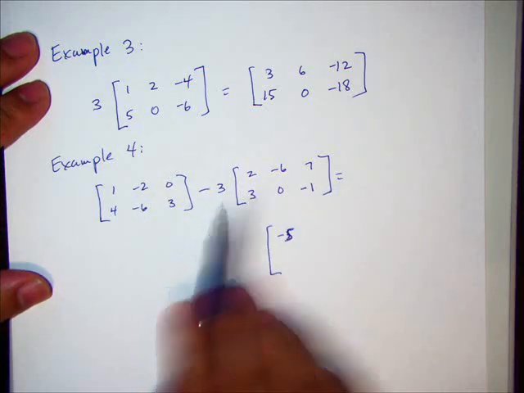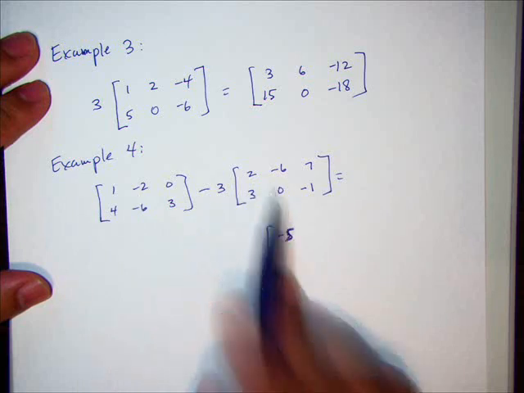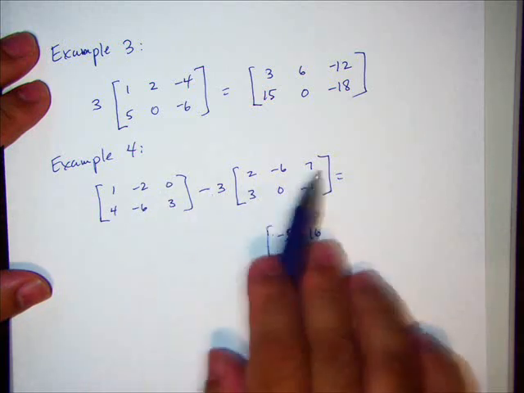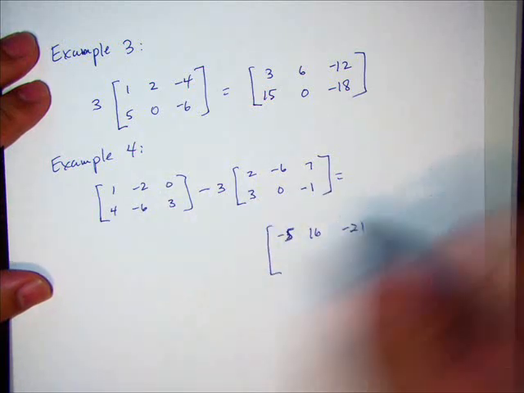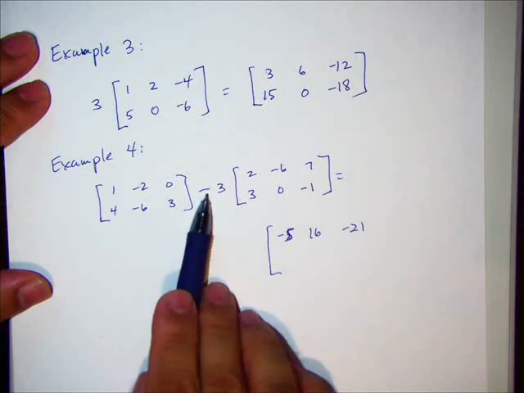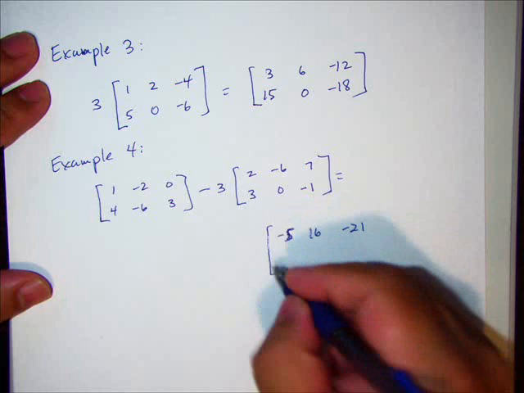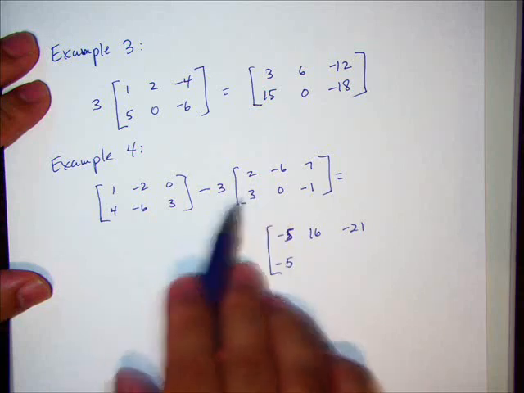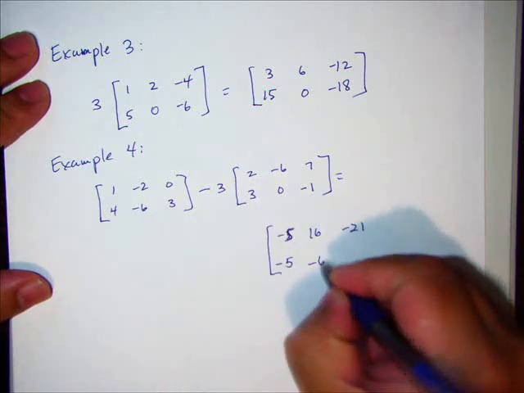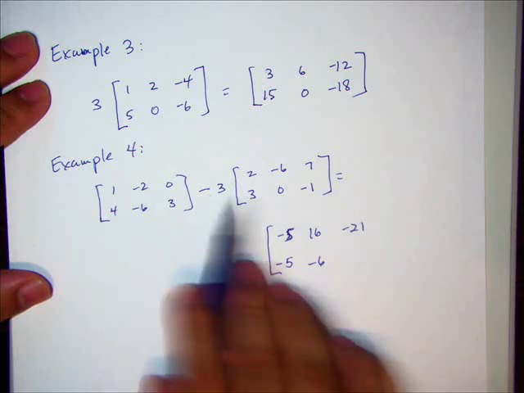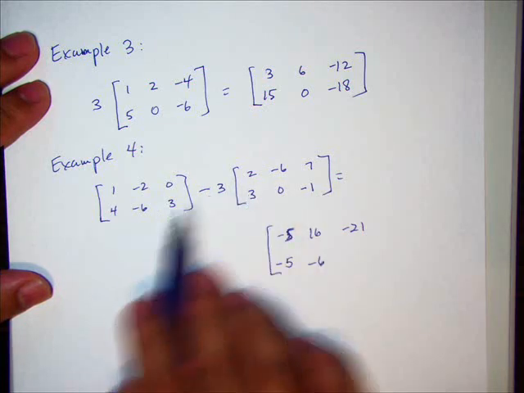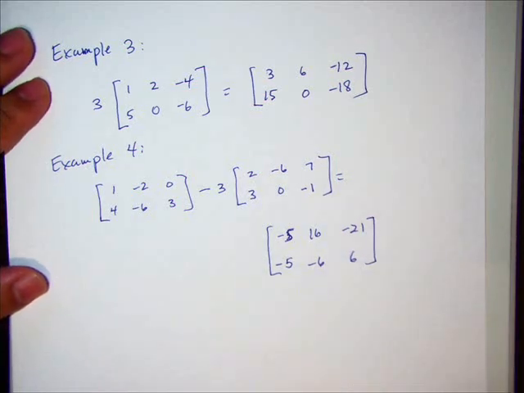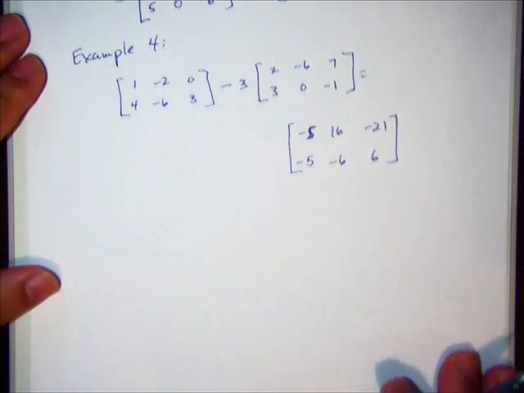Negative 2 minus 3 times negative 6. So it's negative 2 plus 18. So that's positive 16. 0. Negative 3 times 7 is negative 21. Down here, 4 minus 3 times 3, so it's 4 minus 9, which is negative 5. Negative 6 minus 3 times 0 is 0, so it's negative 6 minus 0, making it negative 6. 3 minus 3 times negative 1, so it's 3 minus negative 3, or 6. There. Alright, keep going. Another example.